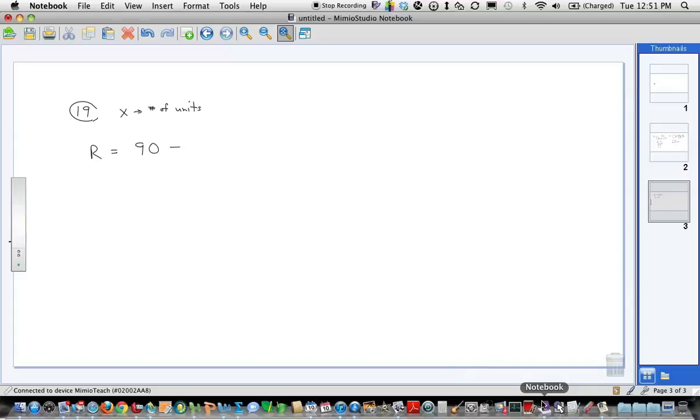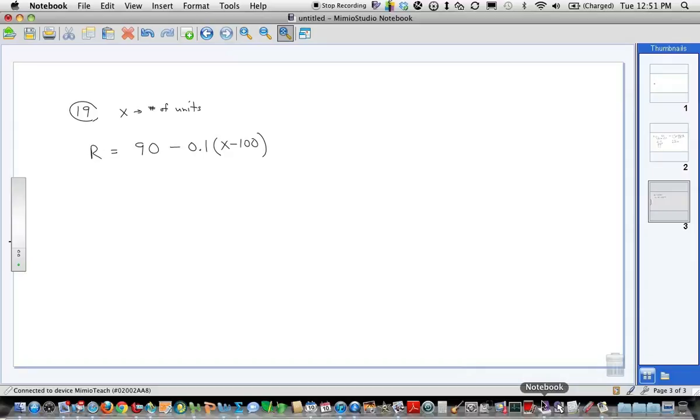But we're not going to sell them for 90, right? What are we going to do? We're going to take off 10 cents for every radio over 100. So how do I write that? 0.1, parentheses. This would be a good way to write that.